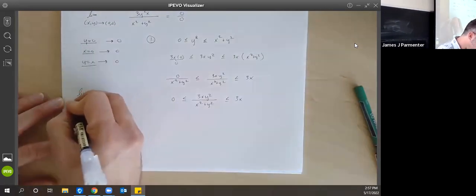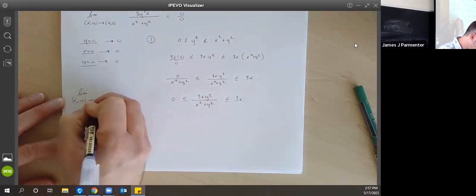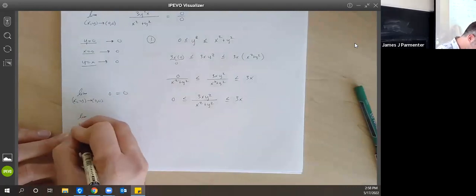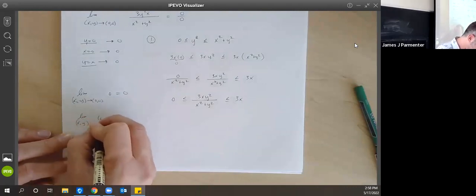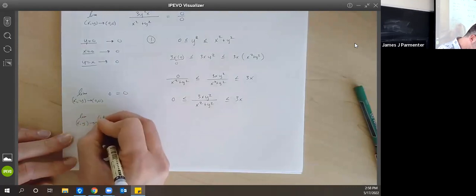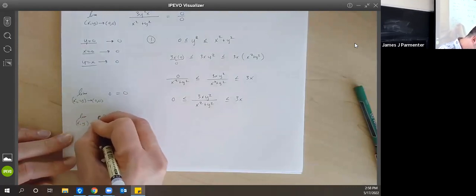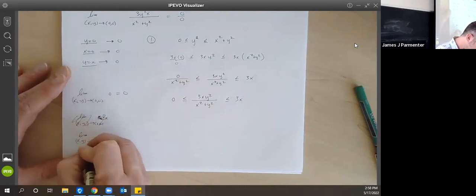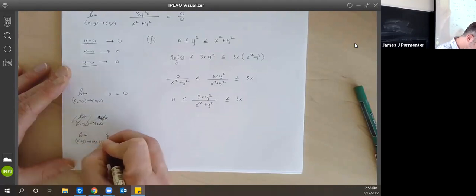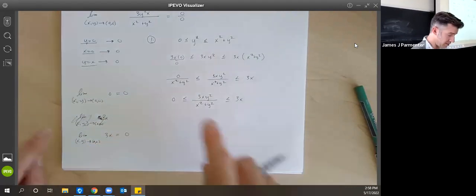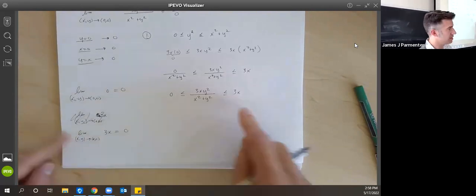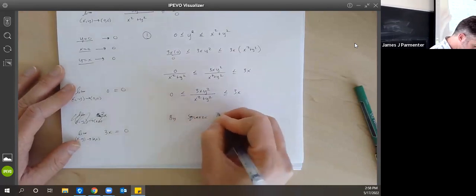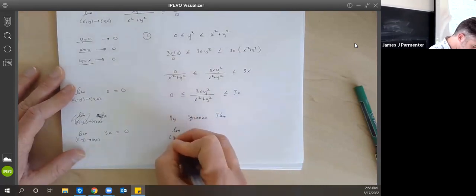The limit as x, y goes to 0, 0 of 0 is certainly 0. And the limit as x, y goes to 0, 0 of 3x. Sorry, that was terrible. I'm going to have to write that again. The limit as x, y goes to 0, 0 of 3x is also 0. So the limit of that's 0, the limit of that's 0. The squeeze theorem says the limit of the inside part has to also be 0.